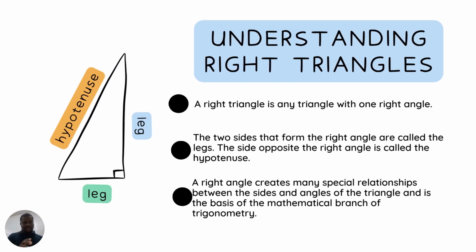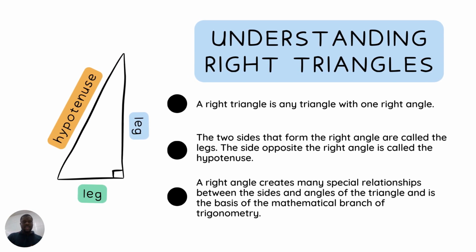Now let's understand the right angle triangle. A right angle triangle is a triangle which has one of the angles at 90 degrees, and the angle which is 90 degrees faces the hypotenuse, the longest side. The two sides that form the right angle are called the legs. So these are the legs, this side and this side. The opposite side is called the hypotenuse. And the angle opposite that is what we call the right angle.